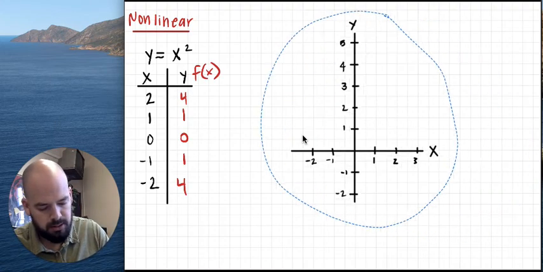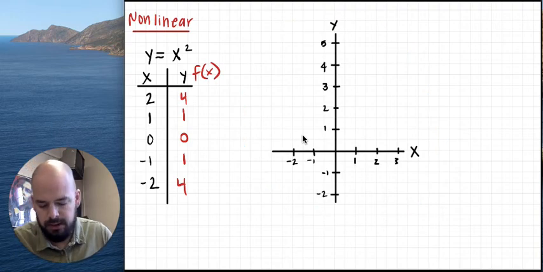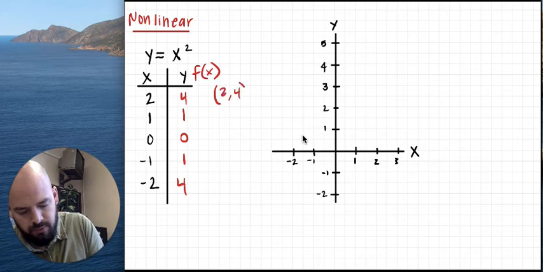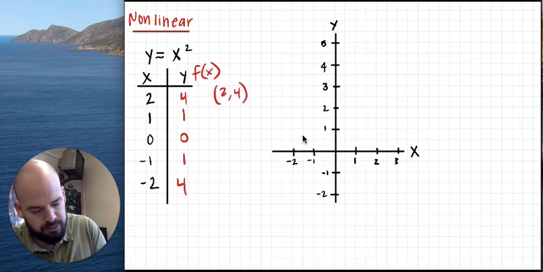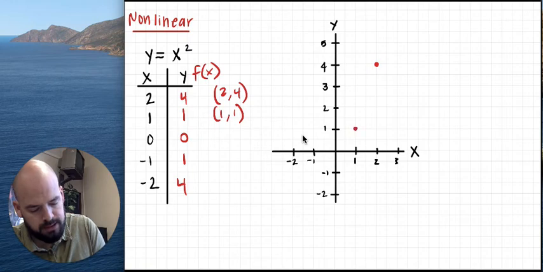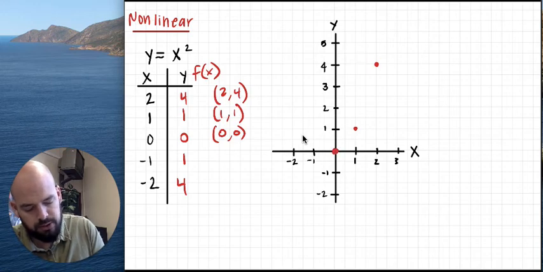Now I'm going to move our coordinates over here. And let's graph them. So our first one was 2, 4. I'm going to go over 2. I'm going to go up to 4 on my coordinate plane. My second coordinate was 1, 1. So I'm going to go over 1 on the x-axis, up 1 on the y-axis. 0, 0, that's very easy. That's called the origin.